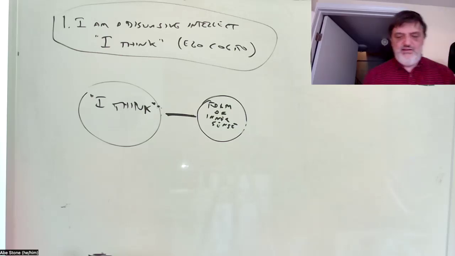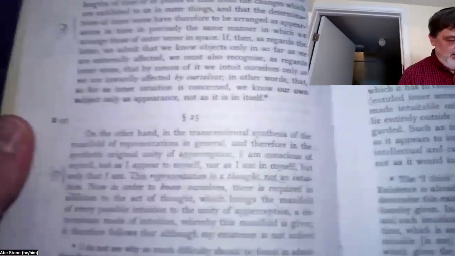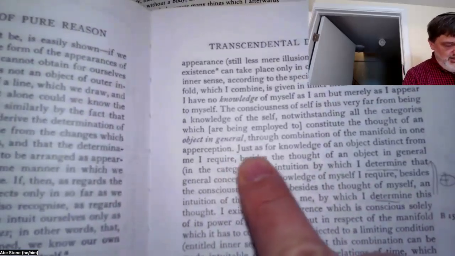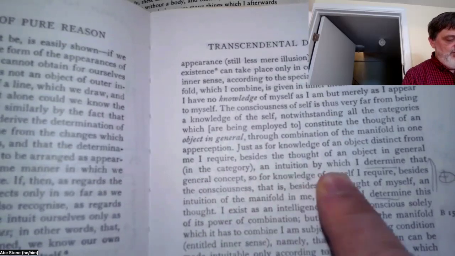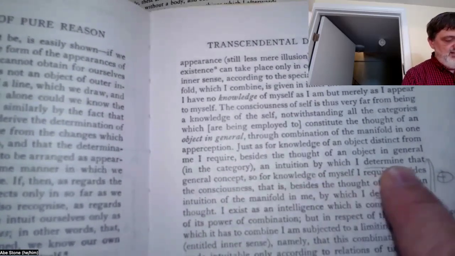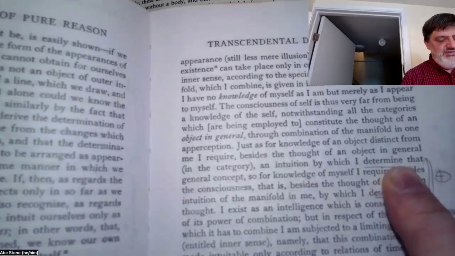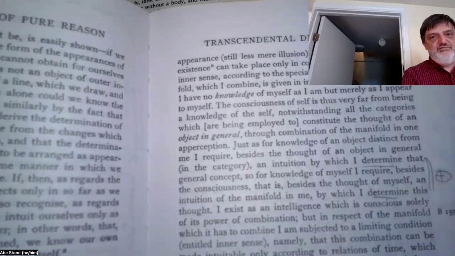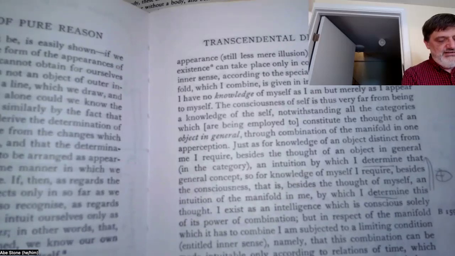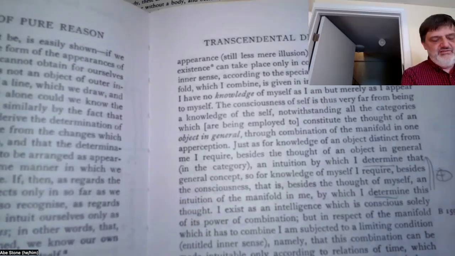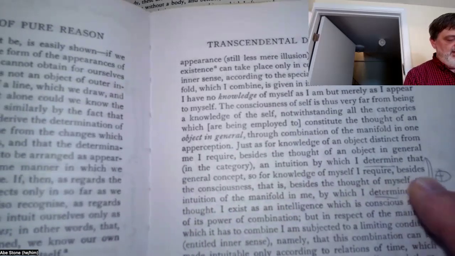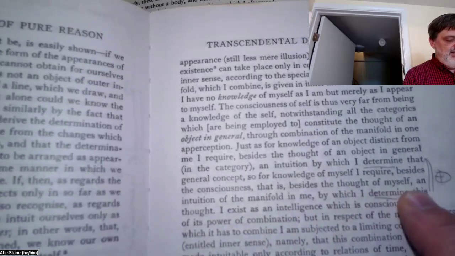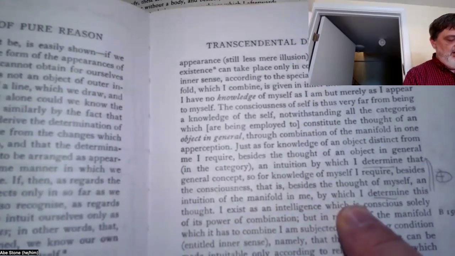Right, he says the same thing again in the next page, on B158. It's page 169 in Kemp Smith. Just as for the knowledge of an object distinct from me, I require, besides the thought of an object in general in the category, an intuition by which I determine that general concept. So actually here, I think I understand what determine means. Here, determine means like aim. Give a terminus, in the sense of a goal or aim, to the concept. An intuition by which I determine that general concept. So for knowledge of myself, I require, besides the consciousness, that is, besides the thought of myself, an intuition of the manifold in me by which I determine this thought.